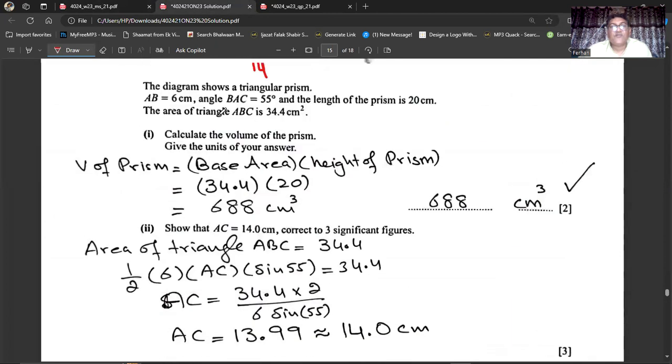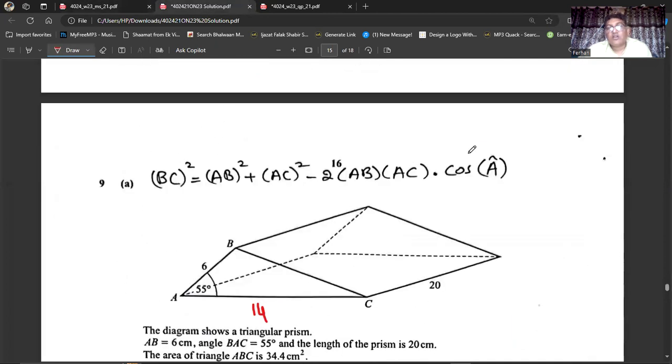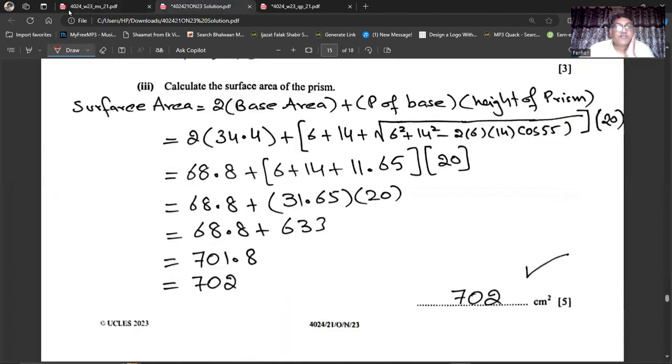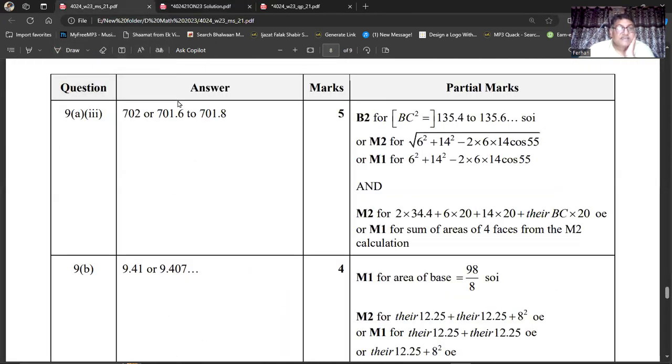Hopefully you understand. Hopefully you know the cosine rule. If I know this side, I know this side, and the angle between them, then I can find the opposite side very easily by using the cosine rule. This is the statement of the cosine rule, and this is how the surface area of the prism is calculated. 702 is the right answer, sir.